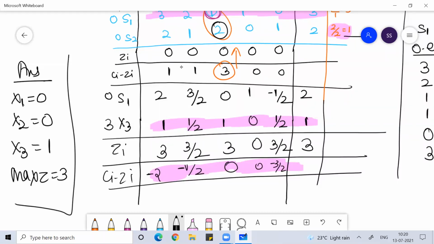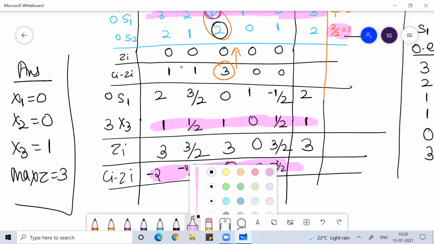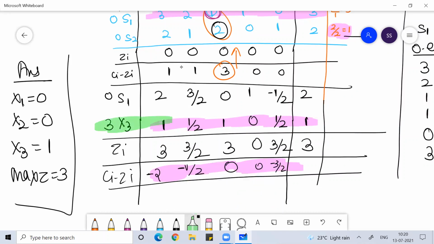If you observe which variable actually participated, only one variable participated, that is X3, and the corresponding value of X3 was 1. There is no participation of X1 or X2. If they have not participated, it means they are 0 only. And I can find the maximum value of Z, which is the sum total of this, equal to 3. And this will give you the answer.